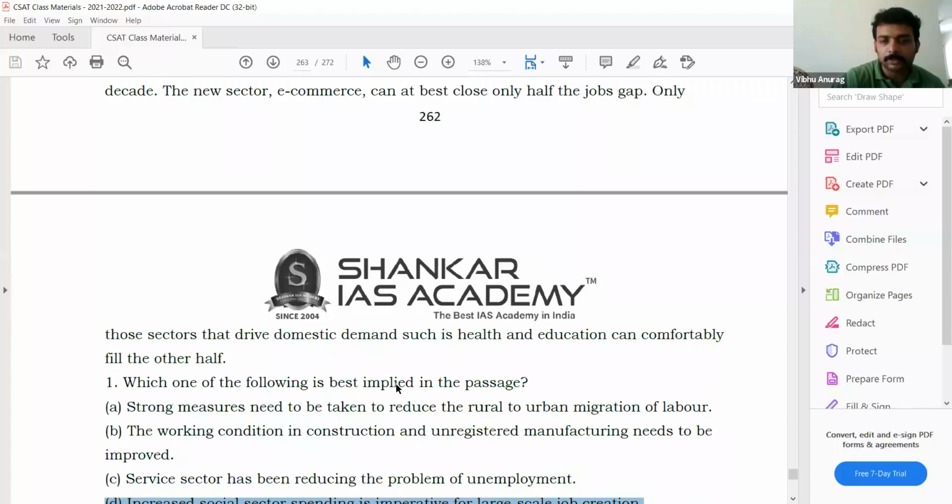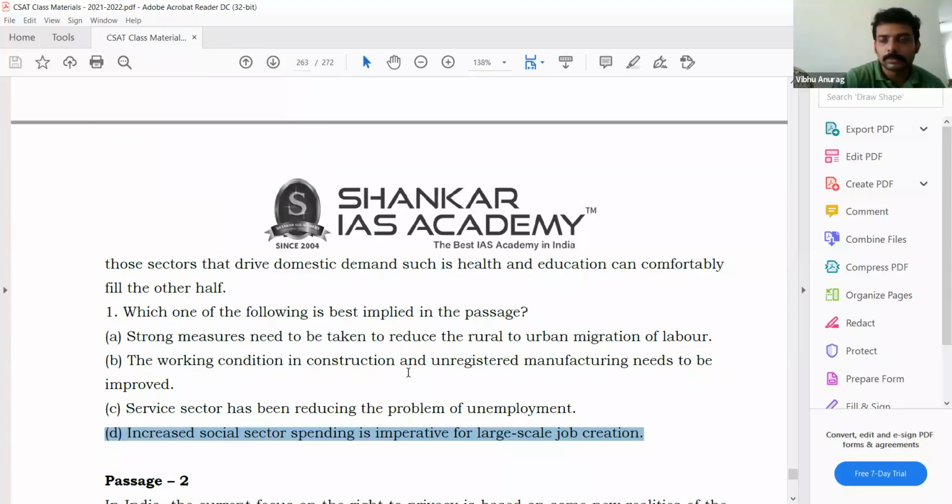Did you get D for the first one? Got D for the first one?